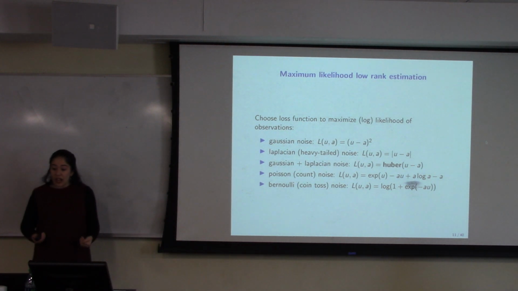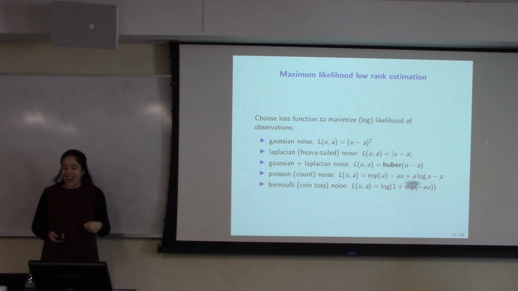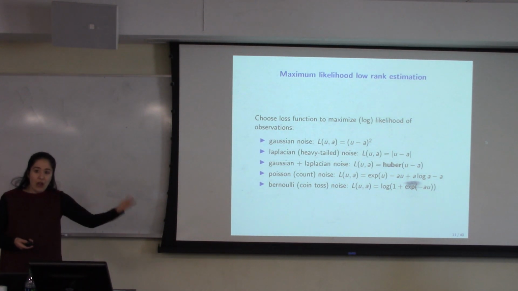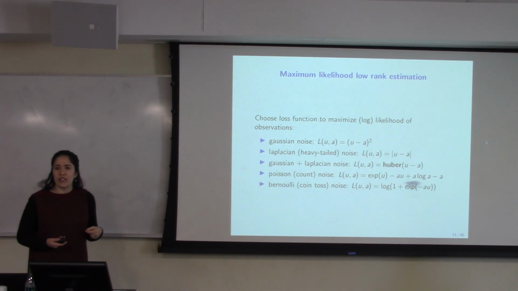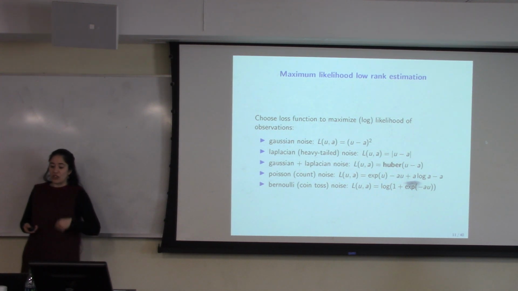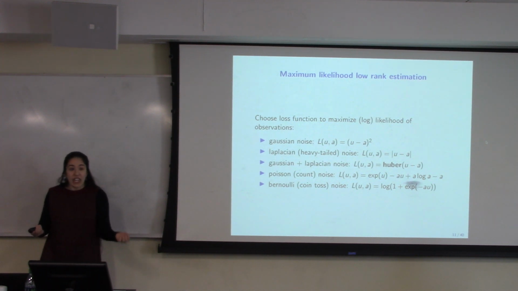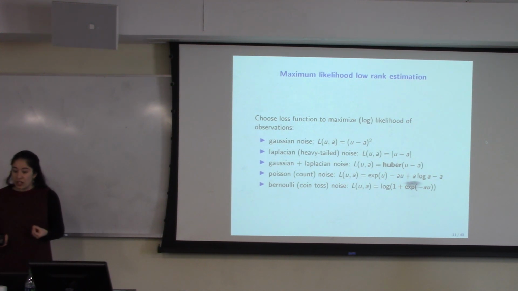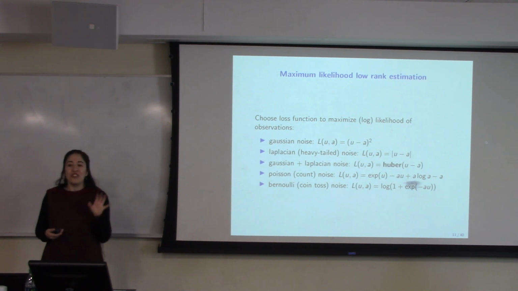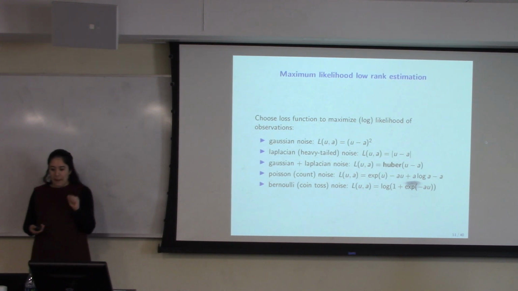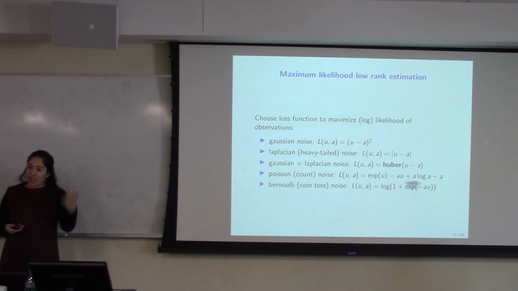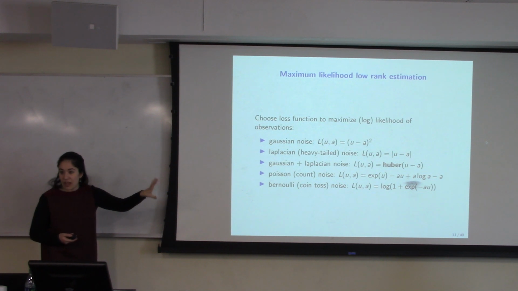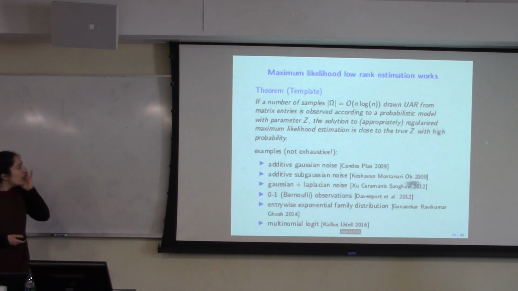One idea is to choose a loss function to maximize the log likelihood of the observations. For Gaussian, the log likelihood of that distribution gives you the squared error. But if you think your errors are not Gaussian, you should not be using the squared error. If your errors are Laplacian, or more generally heavy-tailed, you might want to consider using the absolute value error. If they're Gaussian plus Laplacian, you can show the right thing to use is the Huber function. If they're Poisson or Bernoulli, there are associated negative log likelihoods that give you loss functions. So this is sort of a canonical formula. How well does it work?